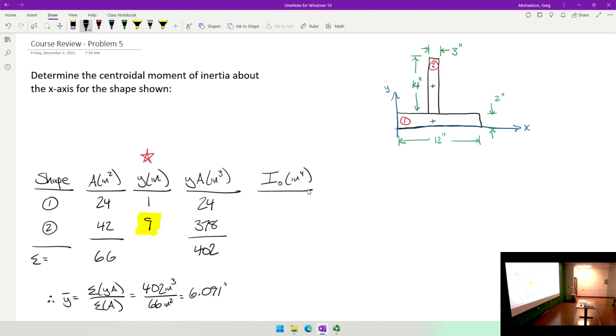We do need to compute the moment of inertia of each of the rectangles. Does anybody remember what is the moment of inertia of a rectangle? Does anybody remember that formula? BH cubed over something. 12.